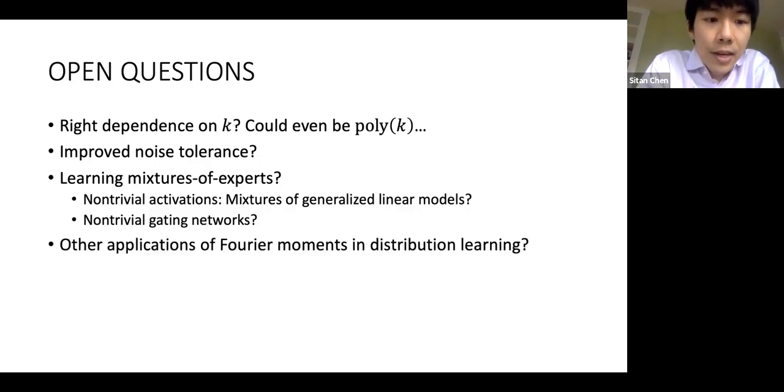And finally, when I started this work and we noticed that this Fourier approach was useful, it was quite a surprise because it flew in the face of the intuition we had developed regarding the low degree heuristic. So I think it would be very interesting to see whether this Fourier paradigm has other uses in distribution learning. Yeah, so those are the open questions.